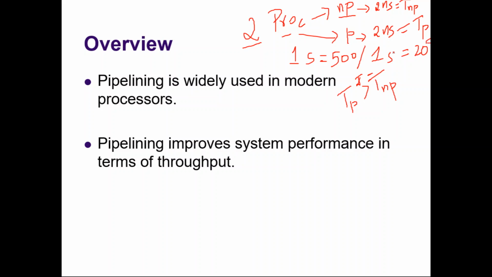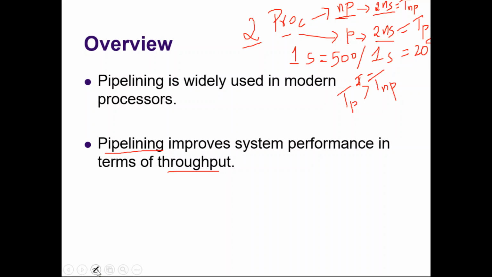So what I am trying to say is that pipelining will improve the throughput of the system, but it won't decrease the time required to execute a single instruction. Are you getting it? In a non-pipelining system, the time required to execute a single instruction is 2 nanoseconds, and here also it remains the same. But pipelining will surely improve the throughput. For a period of time, the number of instructions executed in a pipeline system will be more than in the non-pipeline system.